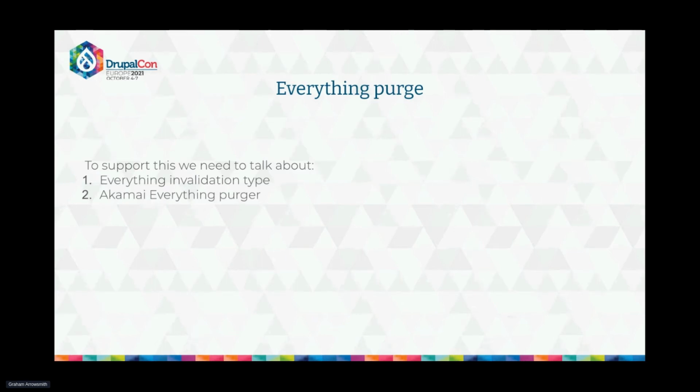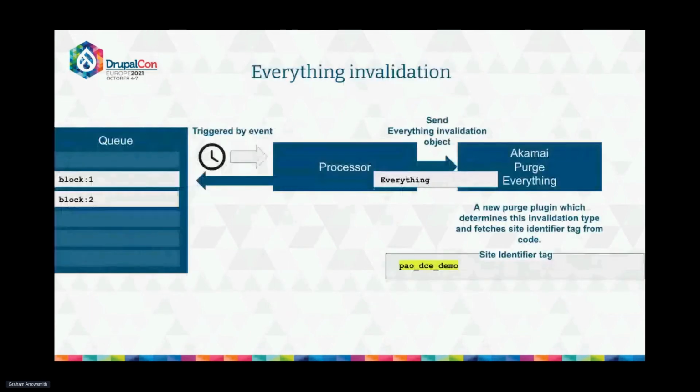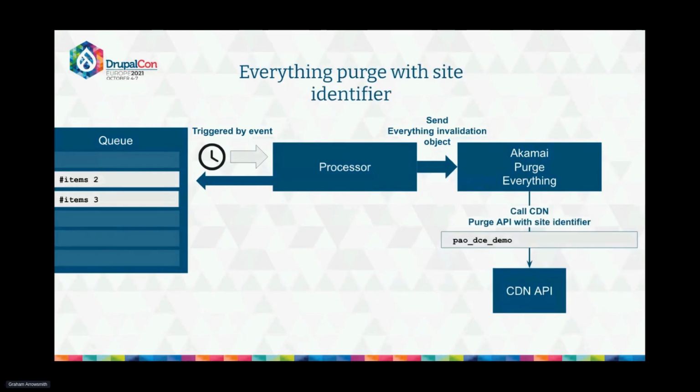Now, with this, our purge process will look like this. So we will be getting an everything invalidation, and Akamai purge everything will be checking that everything object, and then it will be calculating from the code what the site identifier for this site is, and then it will be sending that site identifier to the CDN API. So we can see that our CDN API call becomes that site identifier tag itself.